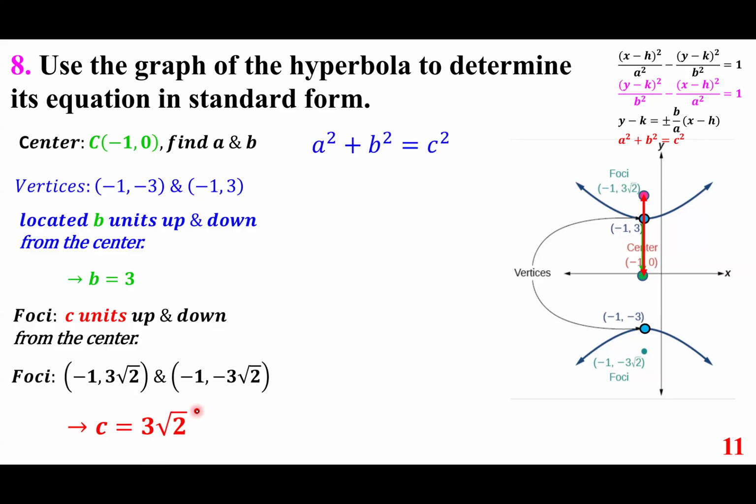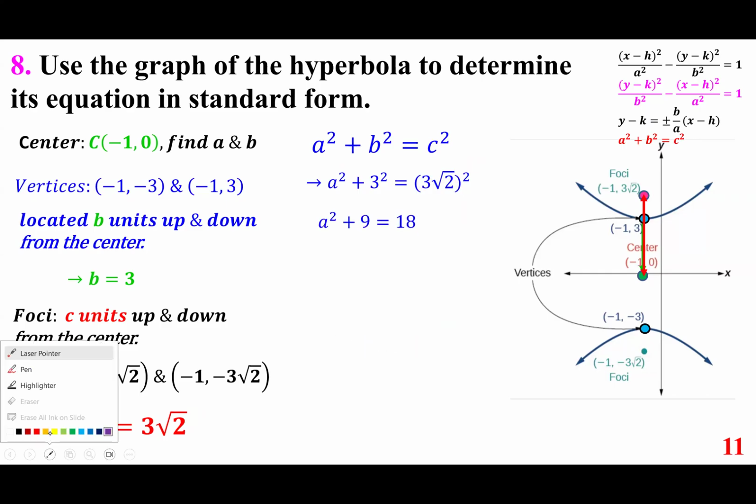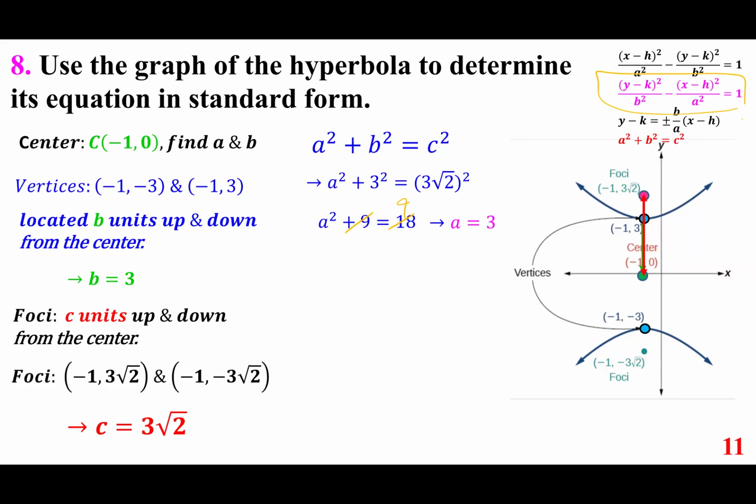A squared plus B squared equals C squared. Remember, always this is the case. So A squared plus B, which is 3 squared, equals 3 square root of 2 squared. This is 9. This is 9 times 2, 18. I hope nobody has any problem with that, which means A squared is 9. A is 3. And so we're going to go with the general formula. And the general formula is this one because it opens up and down, everybody.